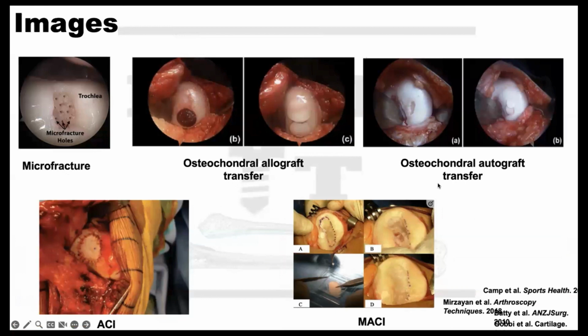And this last slide is more for people who are following along with the images. So we have a picture of microfracturing, an osteochondral allograft transfer, osteochondral autograft transfer, and then your ACI and your MACI on the 2 bottom slides.